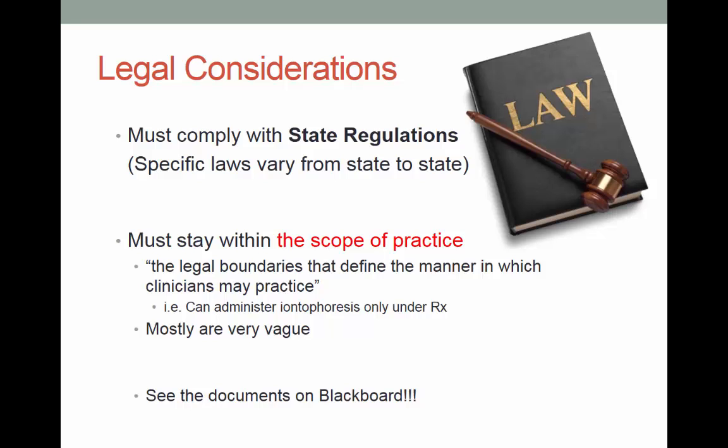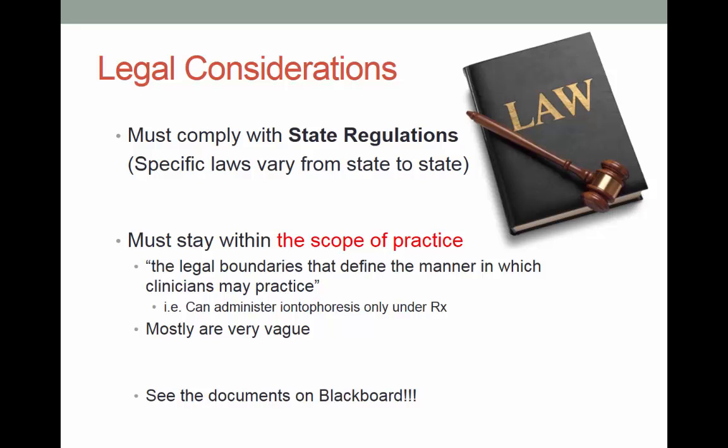Chapter 4. Legal Considerations. In addition to treating our patients, we also need to follow the legal rules for our profession. We must comply with the state regulations. These are specific laws that vary from state to state, so you need to know where you are practicing and what you can and cannot do.